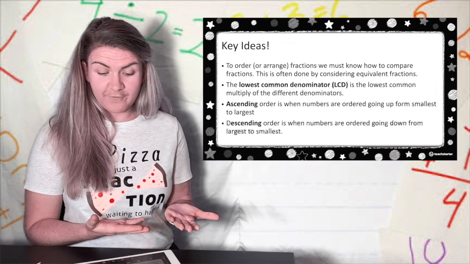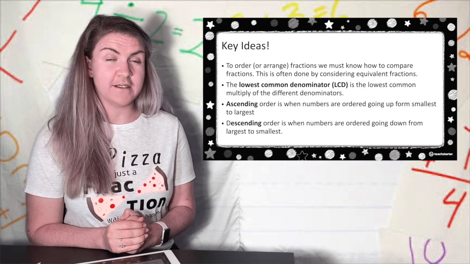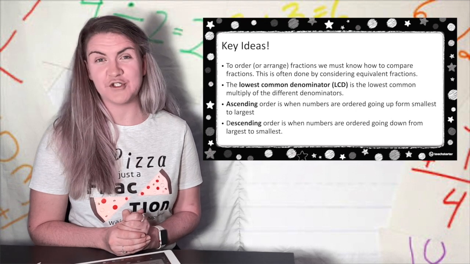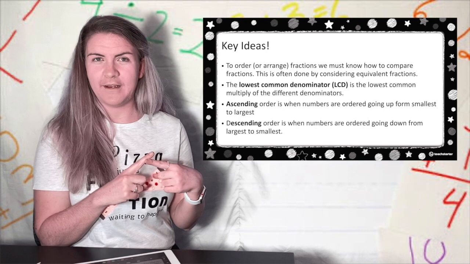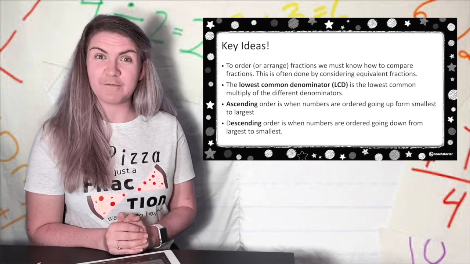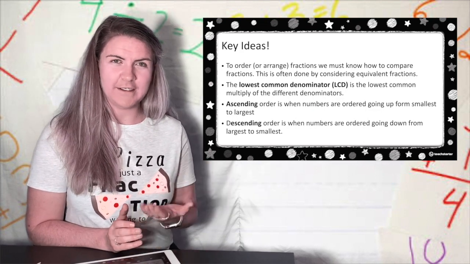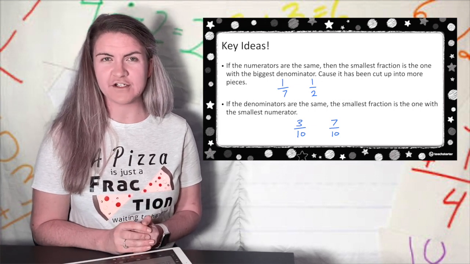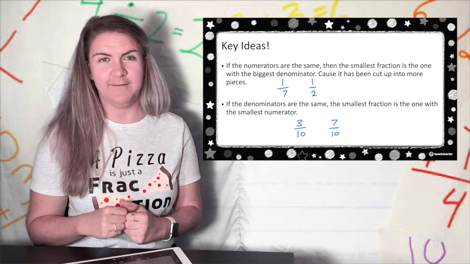All right, these are some of the key ideas we're going to need to remember going into this unit. First of all, to order fractions, we need to know how to compare them. We need to figure it out using equivalent fractions. We also need to know about the lowest common denominator. 3 words, lowest, that's easy, common, we know what that means, and denominator is obviously the number underneath. And then there's 2 words we just spoke about, ascending meaning going up and descending meaning going down. There are some situations where it's pretty easy to compare fractions, and that is whenever we have numbers that are the same in the numerator or the same in the denominator.